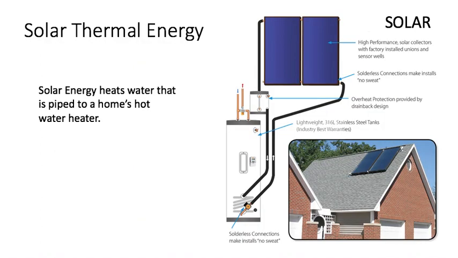Another kind of solar energy is solar thermal energy. That is when the sun's energy is used to heat water that is inside of tubes. These tubes are concealed inside of something that looks kind of like a photovoltaic cell, but it's actually got water tubes that run through it. And then the hot water is piped down into the home and becomes a hot water source.